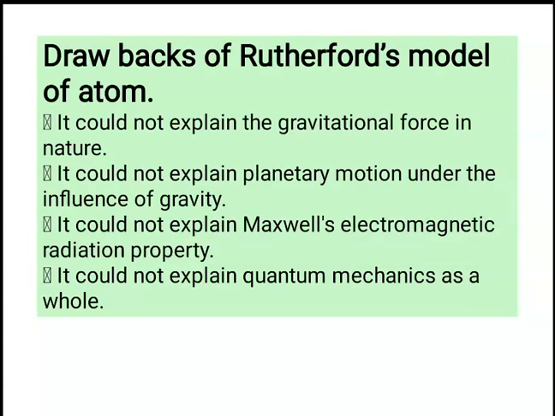Now, there are some drawbacks of this Rutherford model also. So, what are those limitations of Rutherford's model? Number one, it could not explain the gravitational force in nature. Number two, it could not explain planetary motion under the influence of gravity. Number three, it could not explain Maxwell's electromagnetic radiation property. What does it mean, electromagnetic radiation property?